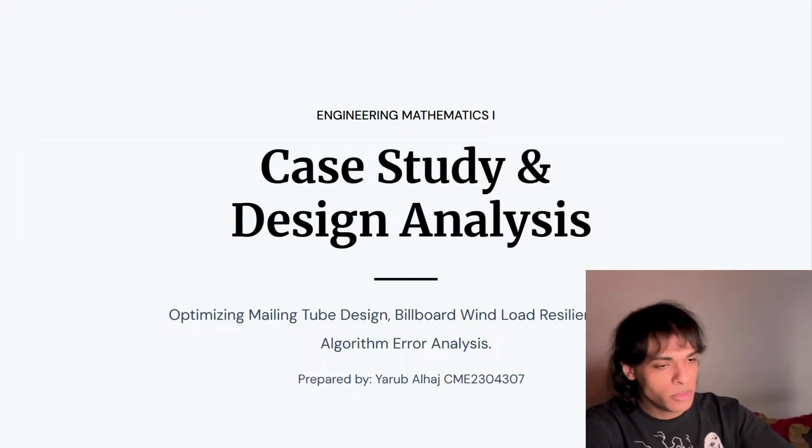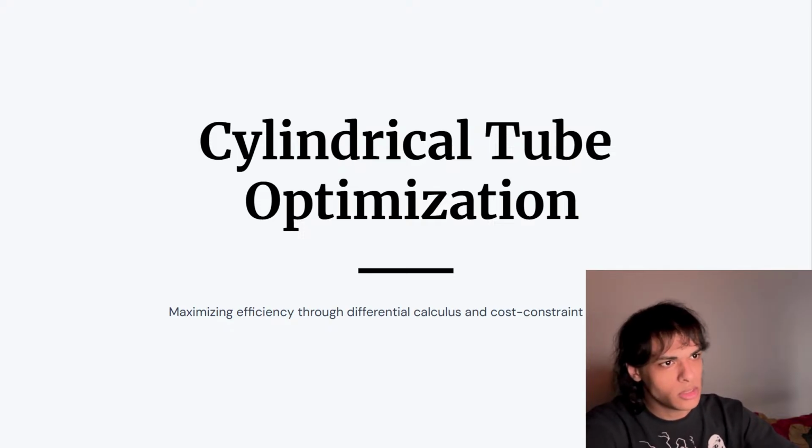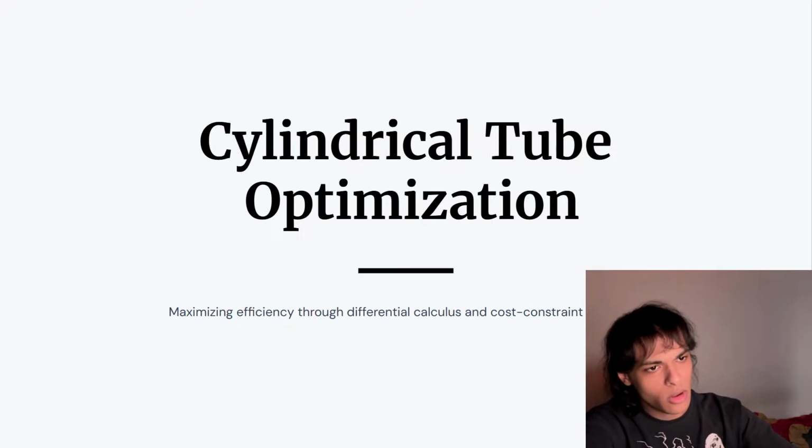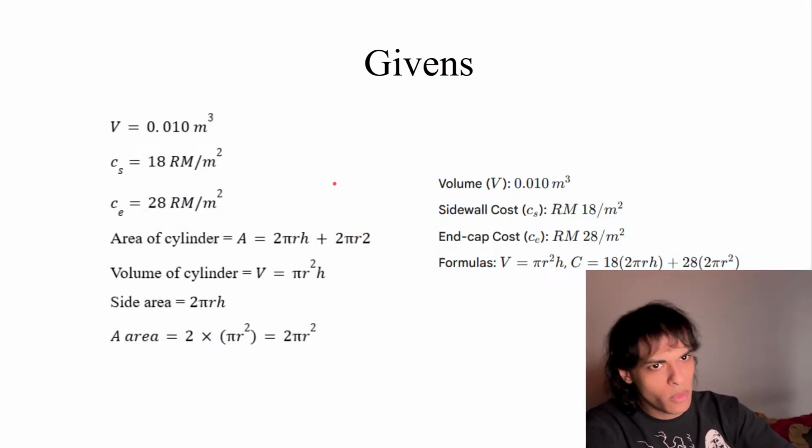Okay, so hello everyone. My name is Yarob. This is an assignment for engineering mathematics one. In this assignment, we're going to be discussing a few things. Our first task is to design a cylindrical tube. This cylindrical tube needs to be optimized based on its height and radius. So we're trying to get the most optimum height and radius for this tube for the least amount of cost. We're given the volume, the sidewall cost, and the end caps cost. These are the closing parts from each side, right?